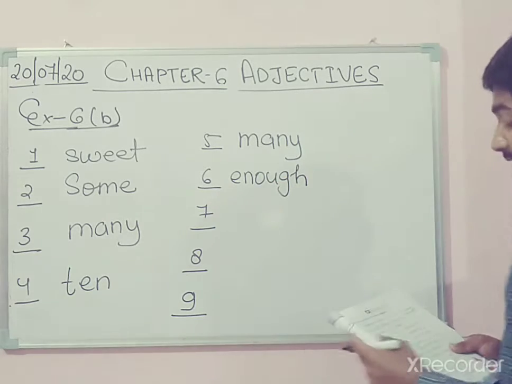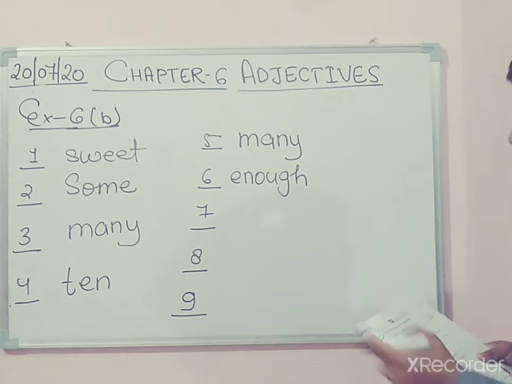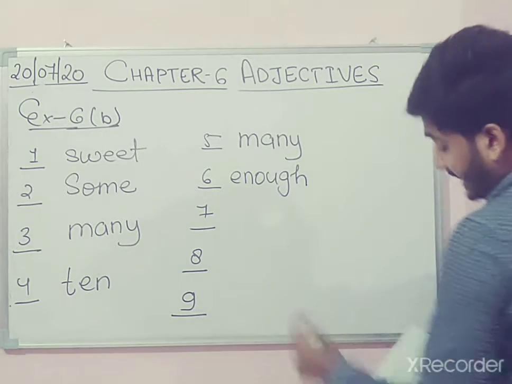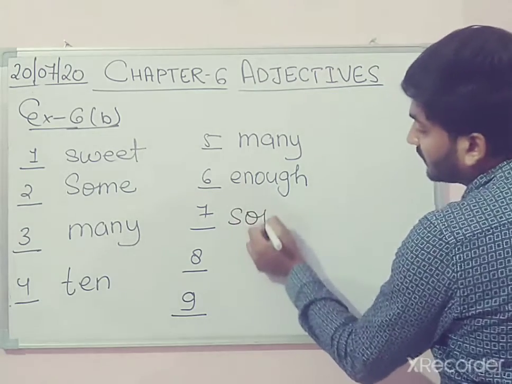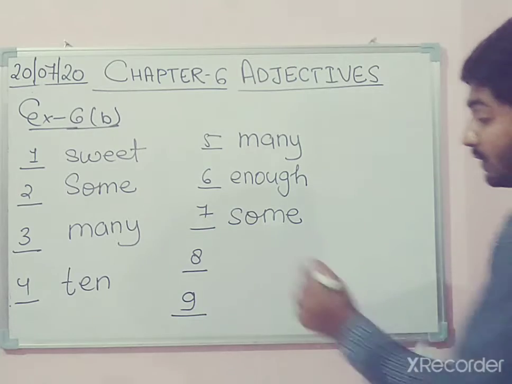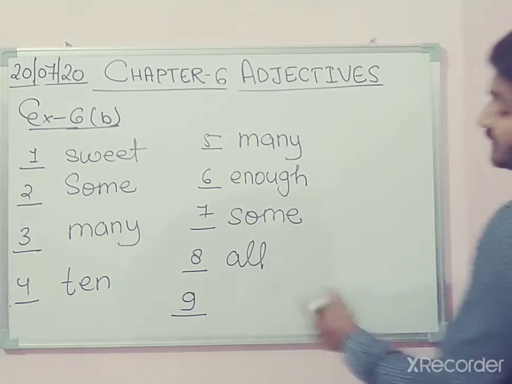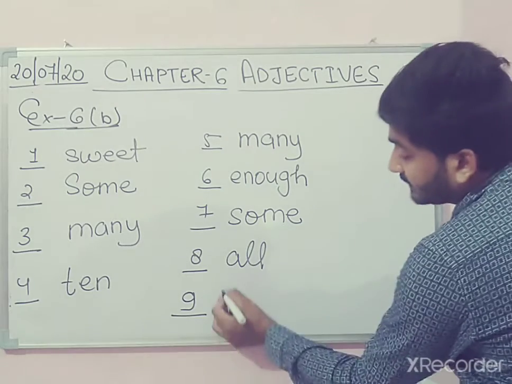Okay. Number 7, the rich man gave the hungry boy dash food. Food we cannot count, so we have to write adjective of quantity, some food, or you can write enough food. Okay. Number 8 is Jill ate dash of the cookies from the jar. Okay, all the cookies. Answer can be various. You can write any suitable adjective according to yourself. Number 9 is dash people came to see the match. Many people.